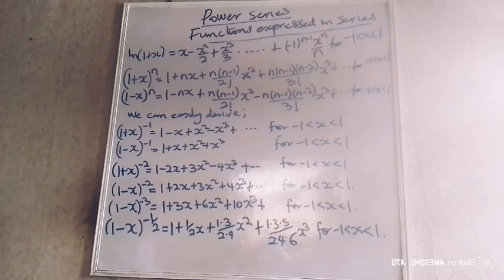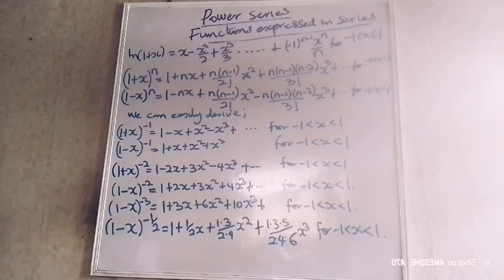For 1 minus x raised to the power minus 3, we are going to have 1 plus 3x plus 6x squared plus 10x cubed. If you continue, you can guess what the series will be like. The next one will be maybe 15x raised to the power 4, and continues like that, for minus 1 is lesser than x is lesser than 1.